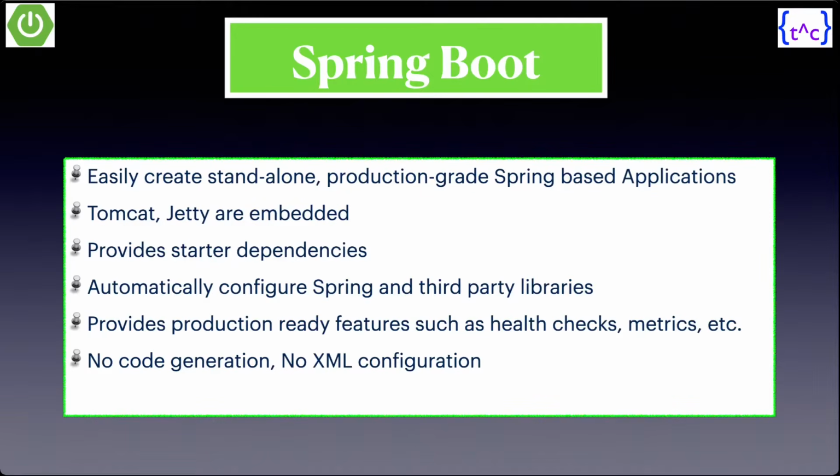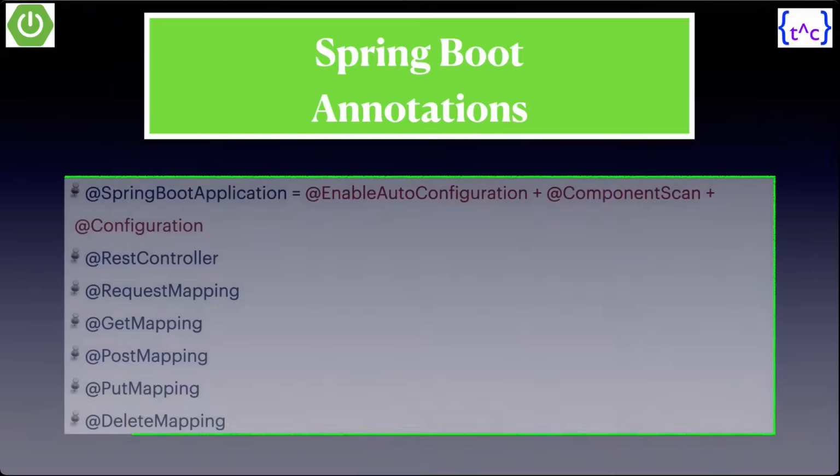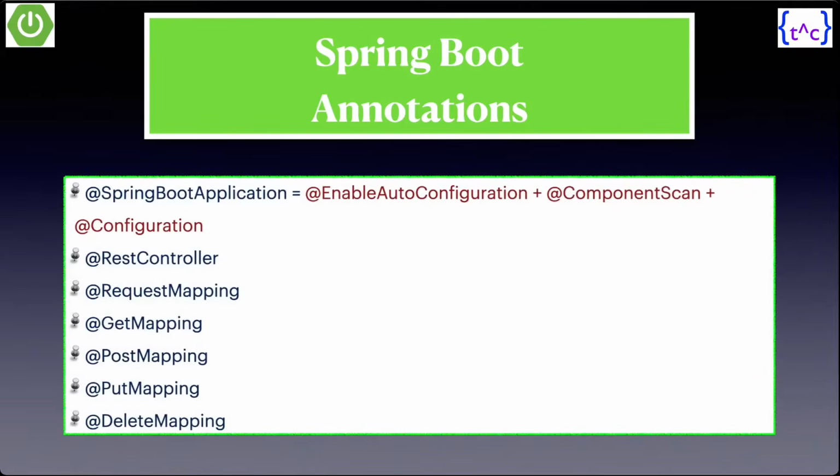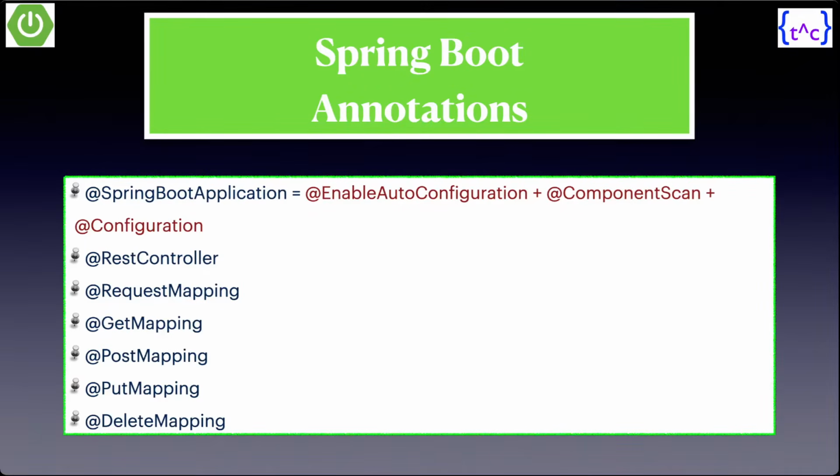Okay, now I will show you certain key annotations which I will be using while building the Spring Boot application. Okay, so I'll just tell you about all these annotations. So the first one, the foremost important annotation for Spring Boot, is @SpringBootApplication. Any Spring Boot application's starter point will have this annotation, and this annotation is a combination of @EnableAutoConfiguration, @ComponentScan and @Configuration. So this is the combination of these three annotations.